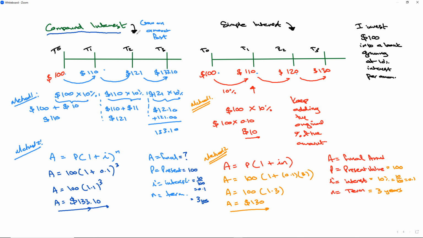Okay, so on the left-hand side, we've got compound interest, and on the right-hand side, we've got simple interest with each example, right?